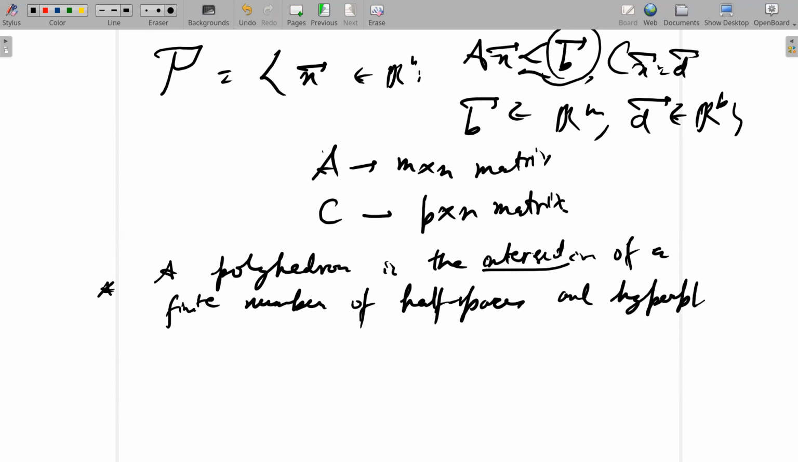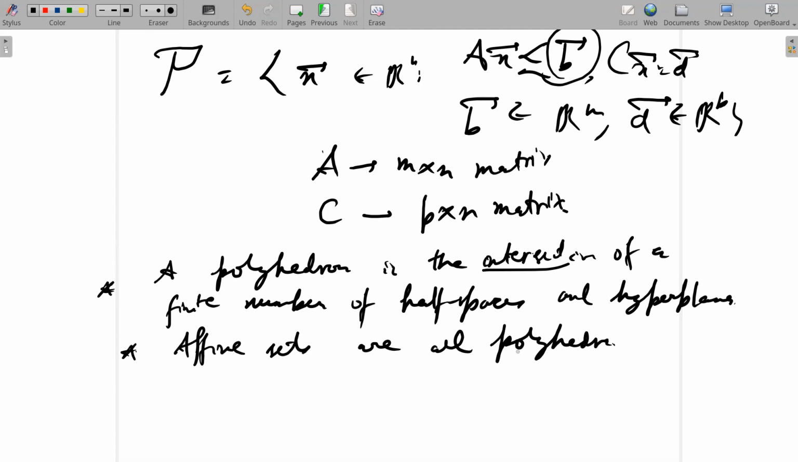So now we have a new name for our decision space. Initially, we said that every decision space is a convex set. Now we have a new word for us. So we'll say every decision space is in fact a polyhedron. So affine sets are all polyhedra. And one thing to also note is that polyhedra are closed convex sets.